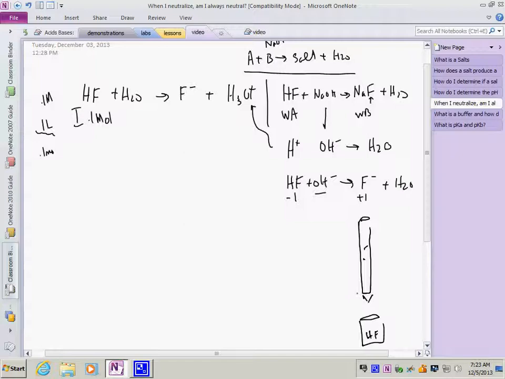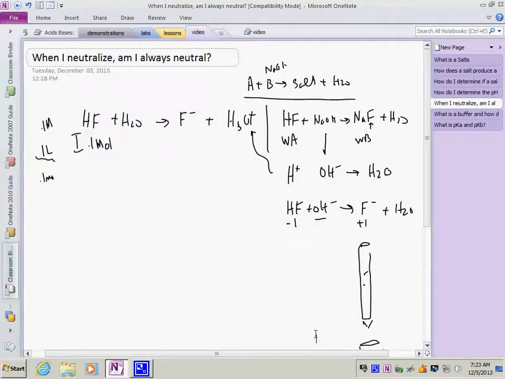The question is, am I always neutral when I am neutralizing? And the answer is no. Here's an example. Very common for a titration is to titrate to the equivalency point, which means I will add hydroxide to this particular reaction. Whenever we do it, I'm going to do a little bit of stoichiometry first, and then I will do my ice table afterwards. So stoic first, then your equilibrium.